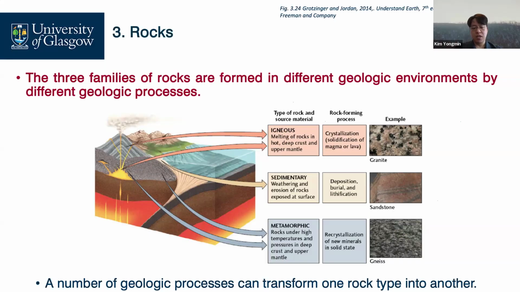What this means is that a number of geological processes can transform one rock type into another, which is the rock cycle. Sedimentary rocks are the primary material that comprises the Earth's crust. Sediments are solid fragments of inorganic or organic materials resulting from the weathering of rock. And then they are transported and deposited by wind, water, or ice.